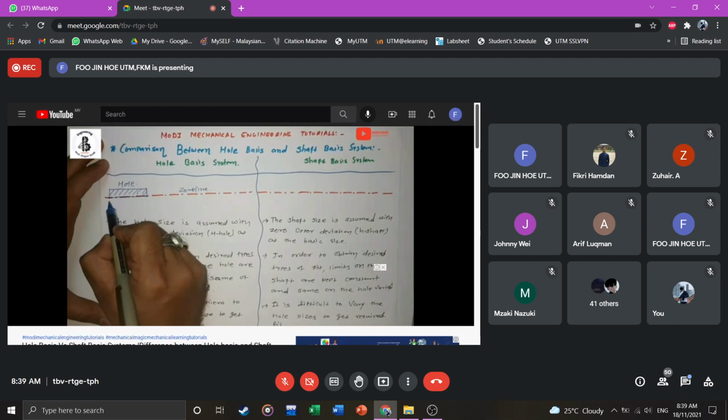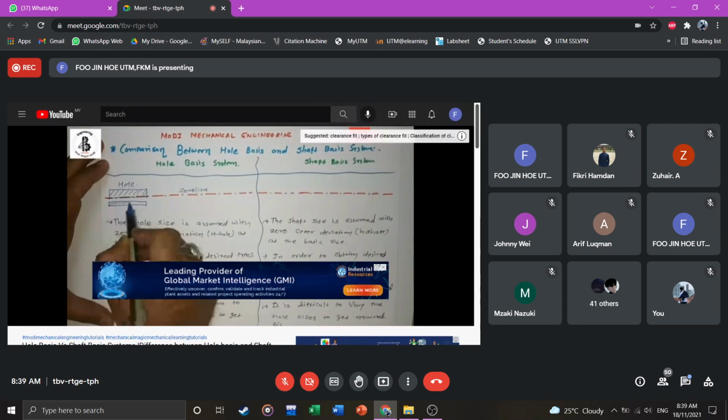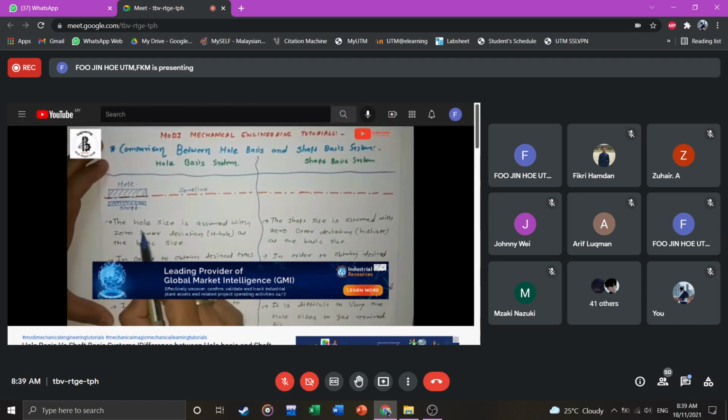And there are different kinds of positioning of the shaft. Suppose that will be the position of the shaft. Initially the hole size is assumed with zero lower deviation, so that will be the lower deviation on the zero line. That will be called a hole basis system.